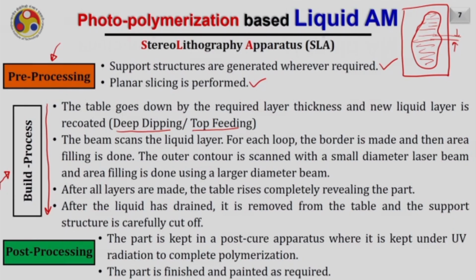Usually the outer contour is scanned with a smaller diameter laser. This is because it is going to give you the accuracy on the outer periphery, while the inside area is usually scanned with a larger diameter beam, and hence we can save a lot of time in scanning these layers. If we scan the inside layer with the smaller beam, it will take a lot of time, while if we scan the outer periphery with the larger diameter beam, then it may not be very accurate. Therefore, a good combination can be used in such a way that we save time as well as maintain the accuracy.